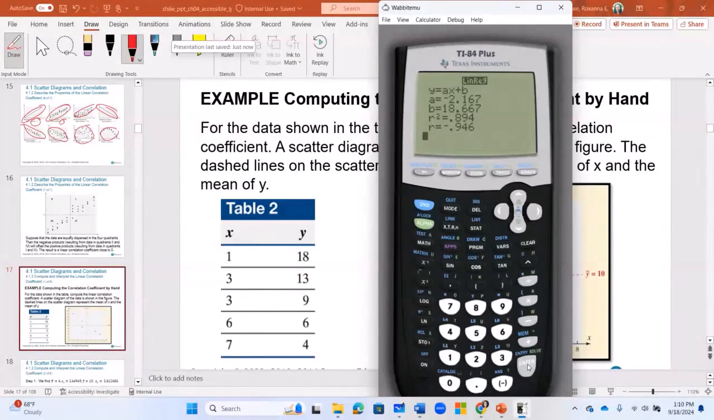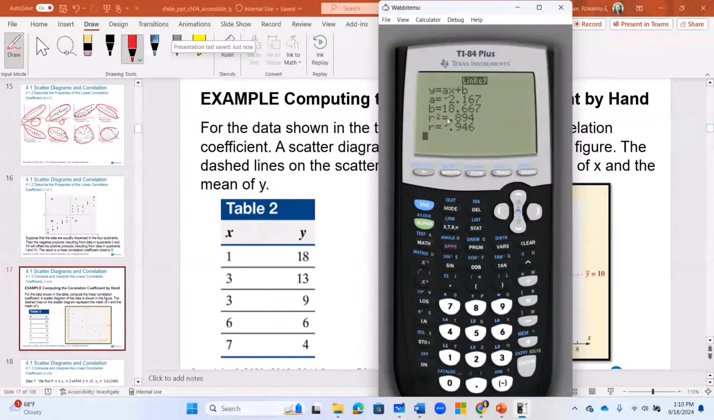I have the coefficient of correlation. It is negative 0.946. In other words, there is a high negative linear relationship between the explanatory variable and the response variable. Why the high negative? 94.6% is high. The sign is negative. So it's high negative. It is not perfect because all the points are not on the line.